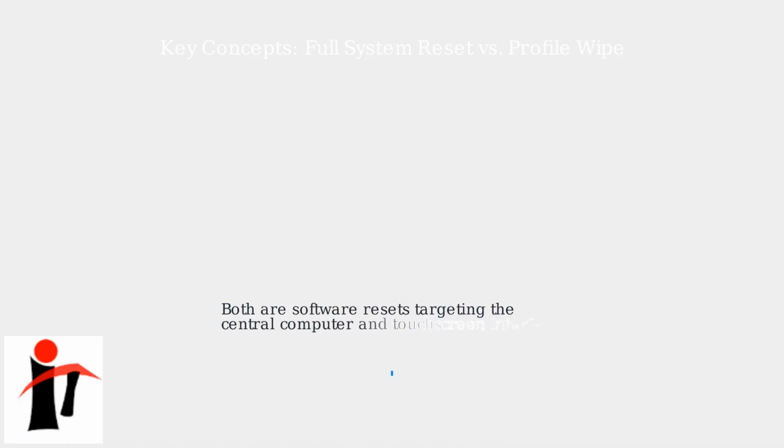Importantly, both the full system reset and profile wipe are software-based procedures. They target the vehicle's central computer and touchscreen interface, not its hardware components. This means they don't physically alter any mechanical parts of the Tesla Model S.